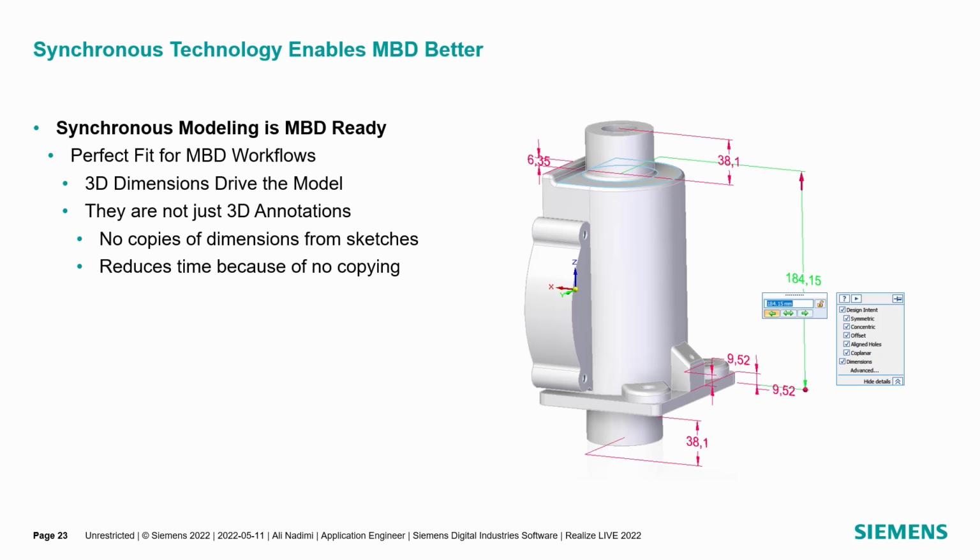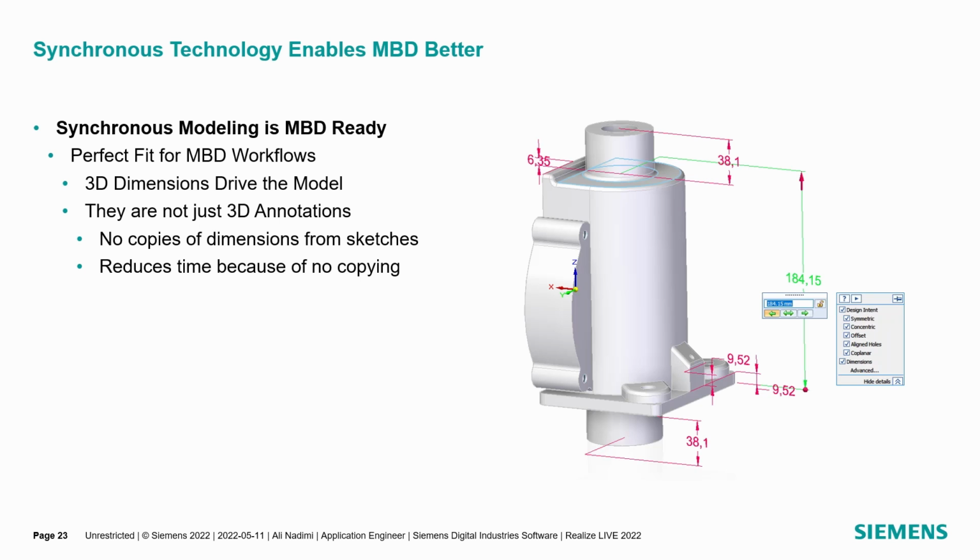Synchronous technology, by nature of its design, was made for MBD. Unlike other CAD systems, where you create or edit the solid model, the dimensions are transferred directly to the model. I can't stress how important this is. You no longer have to rely on some dumb sketches. You can edit the model directly by editing the dimensions on the model. Take a look at the image. The user is editing the model by editing the dimensions.